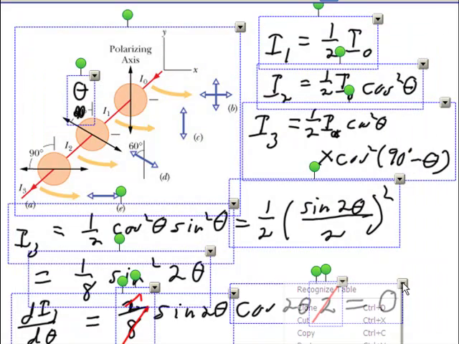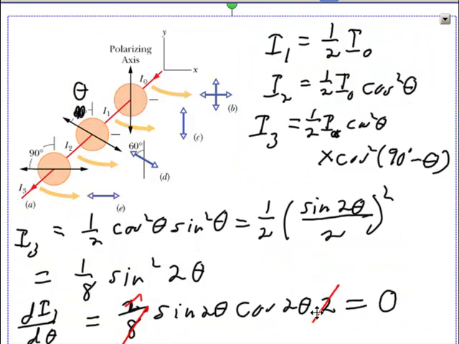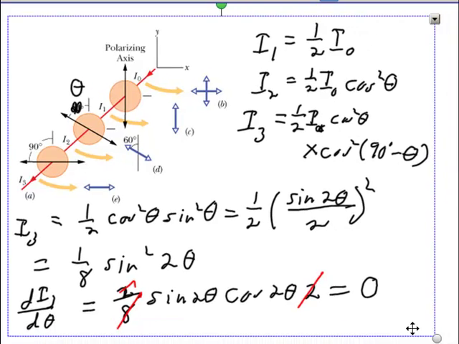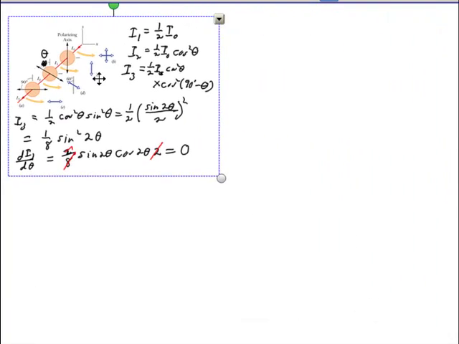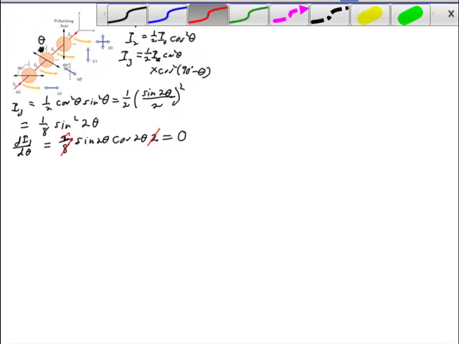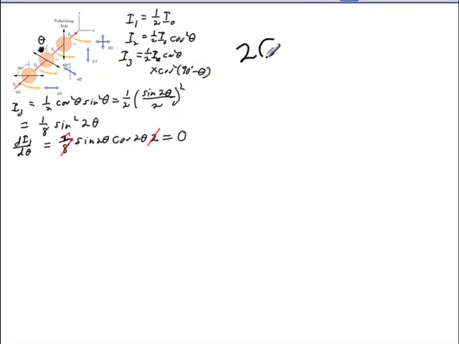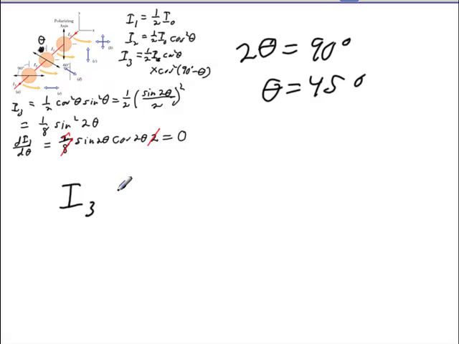So the best option, the option that lets the most light through, those were the options that let the least light through. The option that lets the most light through is when the cosine of 2 theta is 0. That means that 2 theta equals 90 degrees. Theta is equal to 45 degrees. And the sine of 2 theta is 1. So the maximum light we can get through the third polarizer is 1/8 the original intensity.